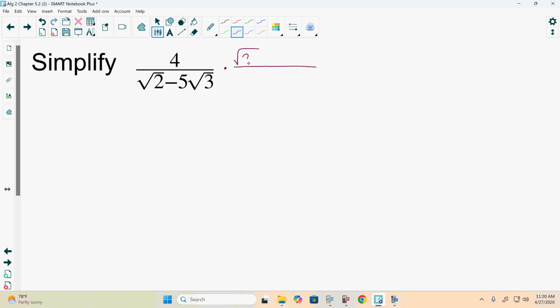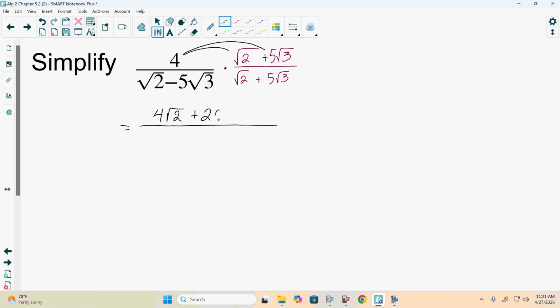Because if we did this one here, we'd have to multiply it by the square root of 2 plus 5 square roots of 3. Now the numerator would be nice. 4 times square root of 2 is 4 square roots of 2. 4 times 5 square roots of 3, 4 times 5 is 20, so we have 20 square roots of 3. On bottom, the square root of 2 times the square root of 2 would be the square root of 4. Square root of 2 times 5 square roots of 3, we'd still have the plus 5. But square root of 2 times square root of 3, 2 times 3 would be 6.